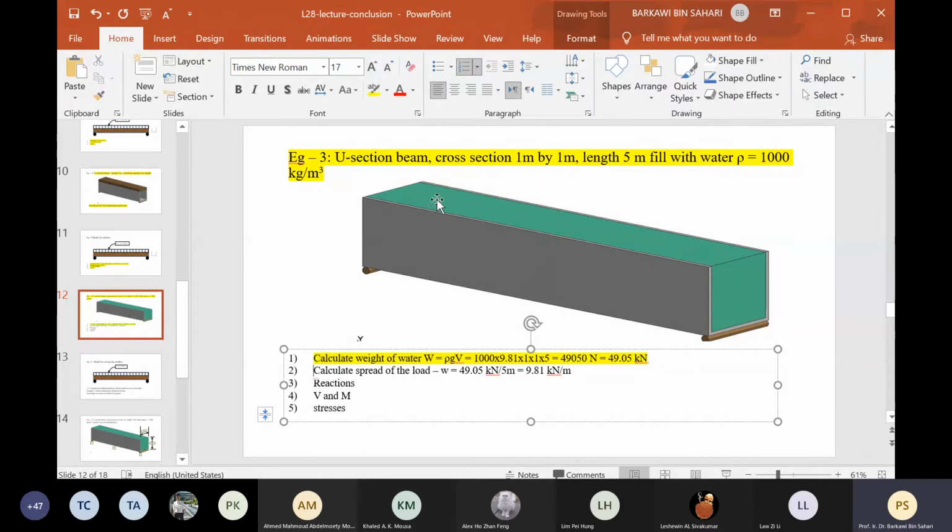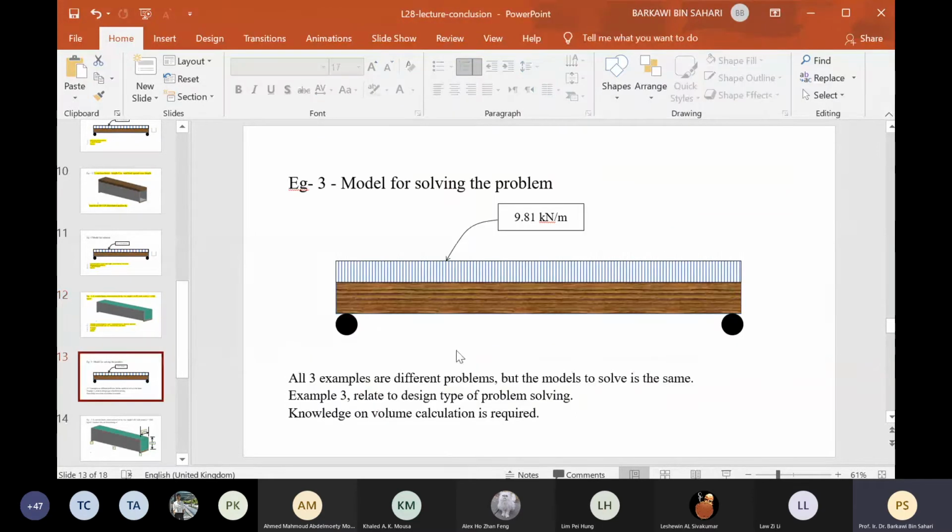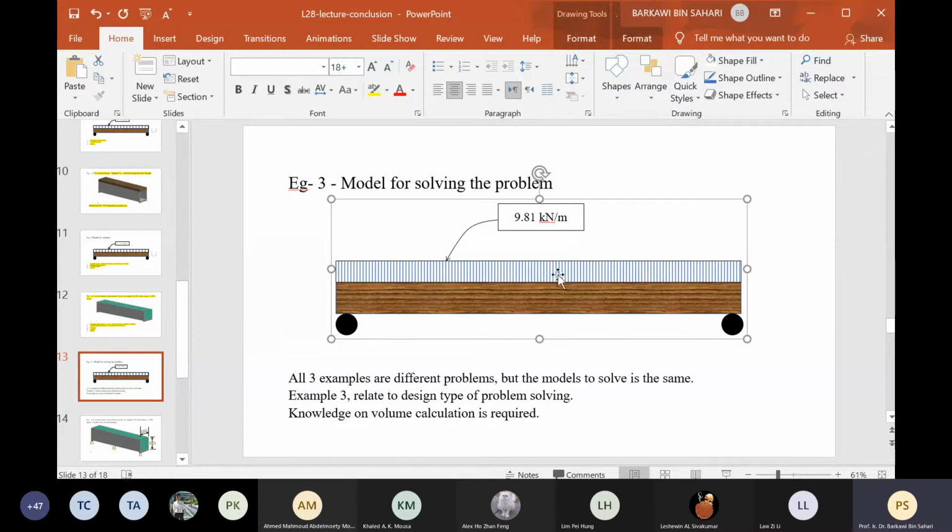It's not given, but this tells you where the load comes from in this particular case. Now this is the total load, and you have to calculate the spread of the load because it's distributed. Once you calculate the total load, divide by the total length, then you get the load per unit length, 9.81 kilonewton per meter. Then you calculate reaction, V and M, and stresses. Now once you get this calculated, then you build the model for solution. This is the model. It's a beam, distributed load, 9.81 kilonewton per meter.